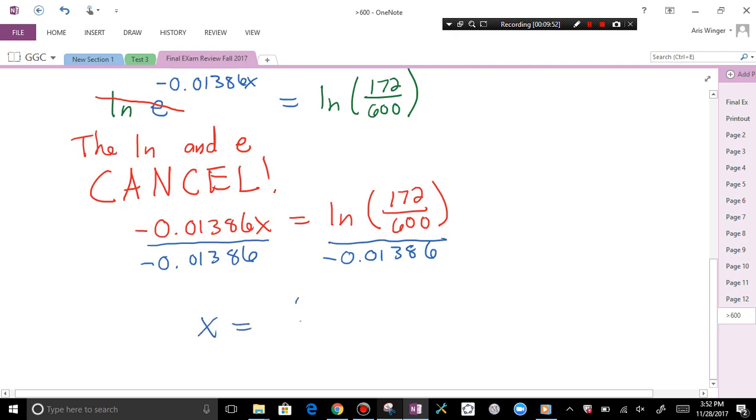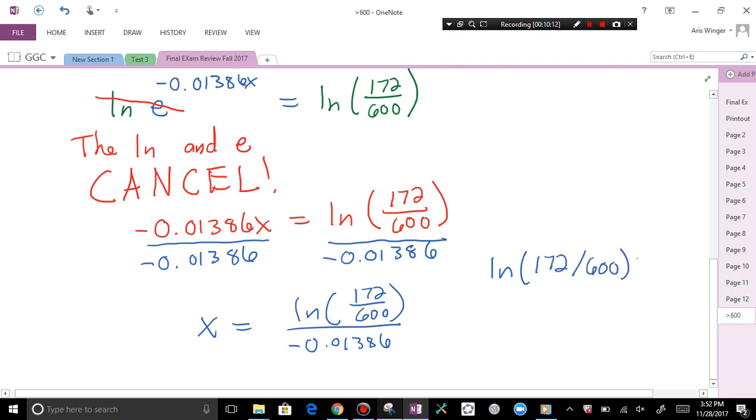X is the natural log of 172 over 600 over negative 0.01386. And in the TI calculator, we're talking about putting in ln parentheses 172/600 close parentheses divided by negative 0.01386.